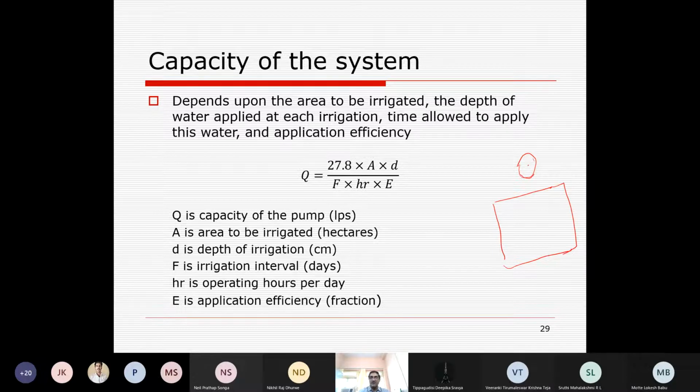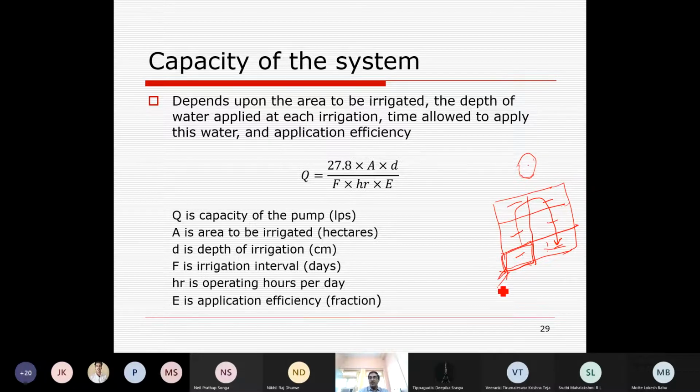What is the frequency of irrigation, or irrigation interval? Because in one day we cannot irrigate this whole area, so we are dividing it into a number of parts. And how much time does it take to irrigate this whole area, because the same system is applying water to all the fields, which are divided into a number of parts. So the irrigation interval is important, meaning after how many days this field will again require irrigation. Once the system finishes this area, only then should the first area require its second irrigation.